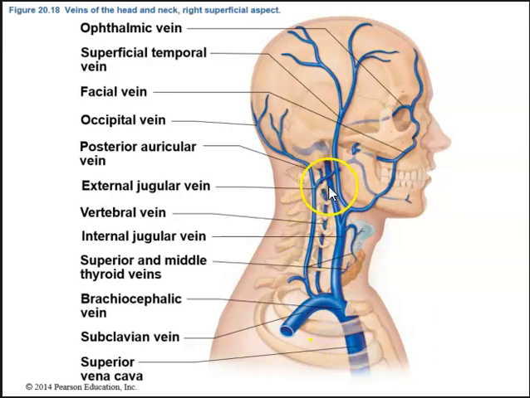Also, we'll see a vertebral vein that accompanies the vertebral artery going through the transverse foramen of the transverse processes of the cervical vertebrae. Okay, so all these structures are draining the deoxygenated blood of the head and neck. The external jugular vein drains directly into the subclavian vein, the internal jugular vein meets up with the subclavian vein to form the brachiocephalic vein, which will then drain into the superior vena cava.